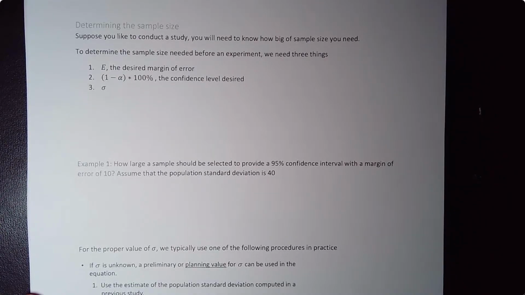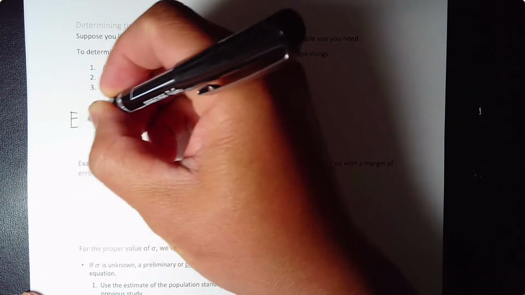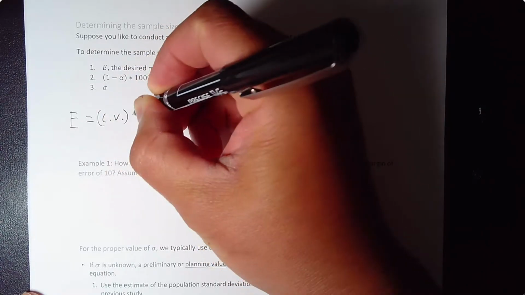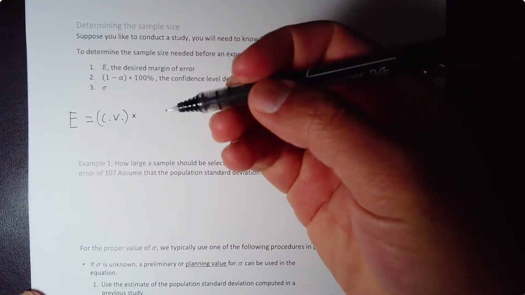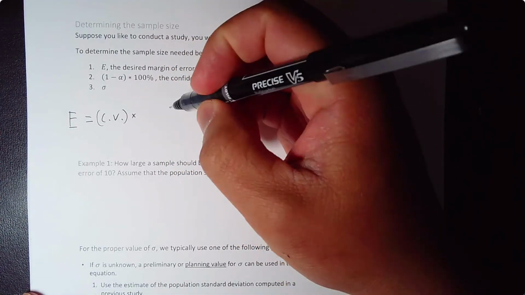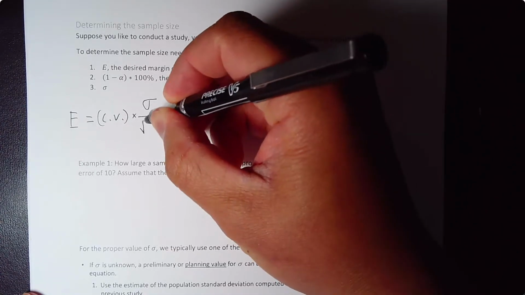Okay, so let's take a look at the formula for margin of error again. The formula for margin of error is E equals the critical value times the standard error of the estimator. But what is this? What is the formula for the standard error of the estimator? It is sigma divided by the square root of n.